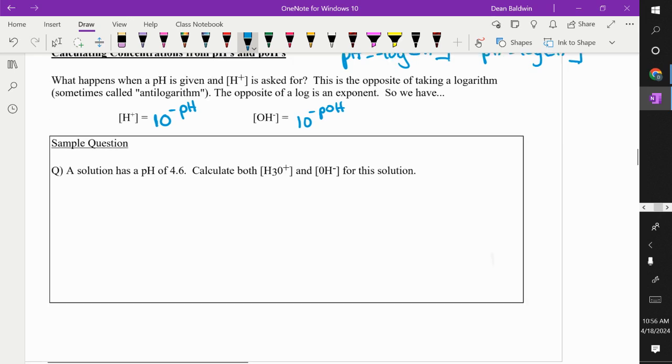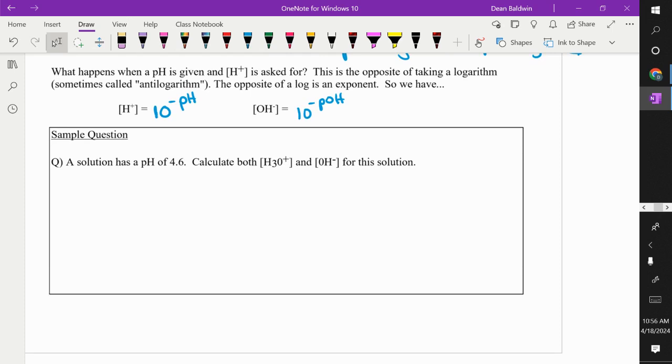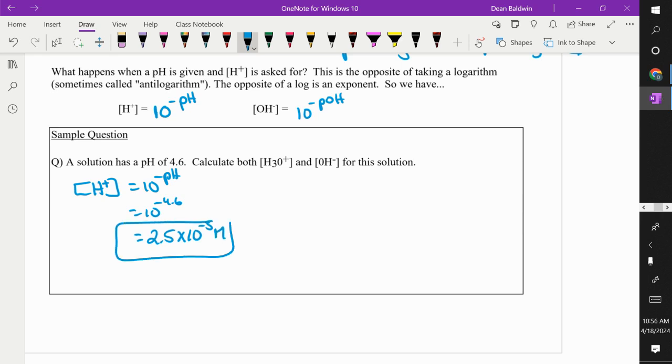Okay, so we have a solution that has a pH of 4.6. Calculate both H3O plus and OH minus. Okay, H3O plus is the same as H plus, thank you. So concentration of H plus is equal to 10 to the negative pH. 10 to the negative 4.6 is equal to 2.5 times 10 to the minus 5 molar.